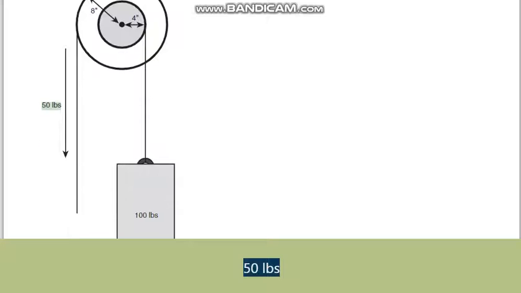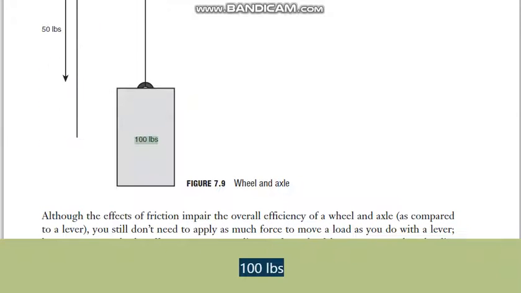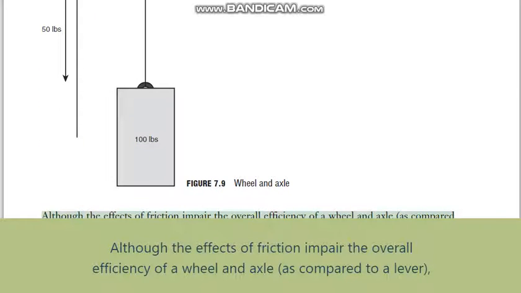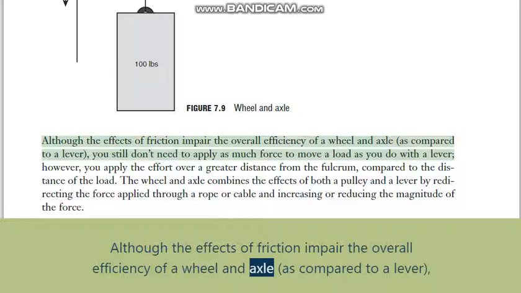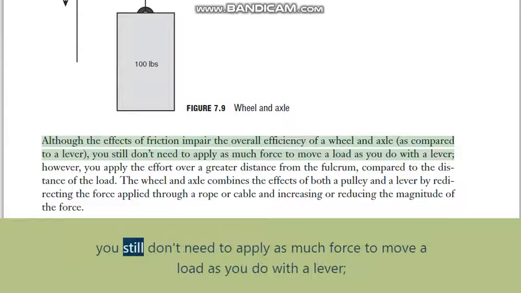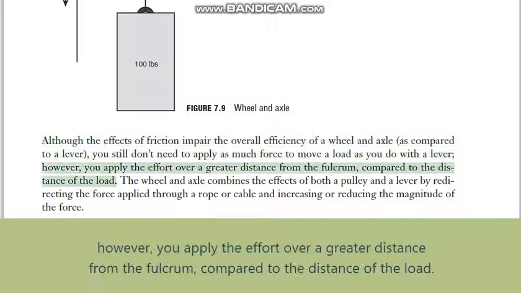50 pounds. 100 pounds. Although the effects of friction impair the overall efficiency of a wheel and axle, as compared to a lever, you still don't need to apply as much force to move a load as you do with a lever. However, you apply the effort over a greater distance from the fulcrum, compared to the distance of the load.